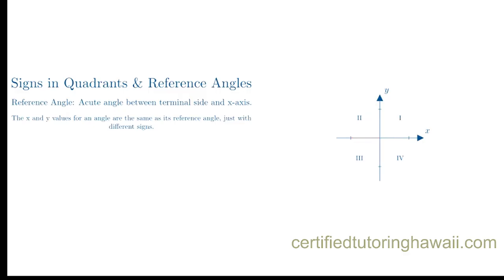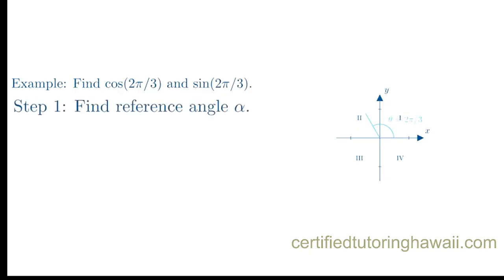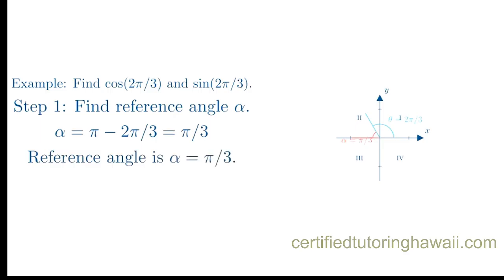Let's work through an example. The angle 2 pi over 3. This angle is in the second quadrant. To find the reference angle, we find the difference between 2 pi over 3 and the x-axis, which is pi. So the reference angle, which we'll call alpha, is pi minus 2 pi over 3, which equals pi over 3. So the reference angle is pi over 3.